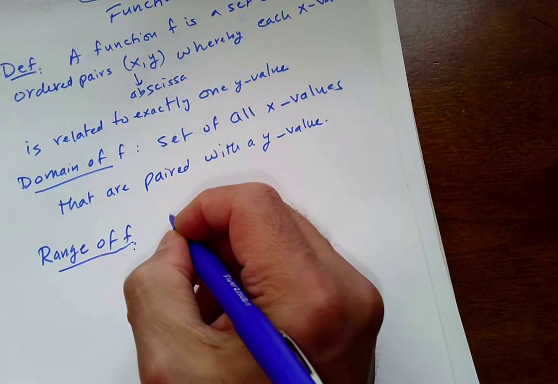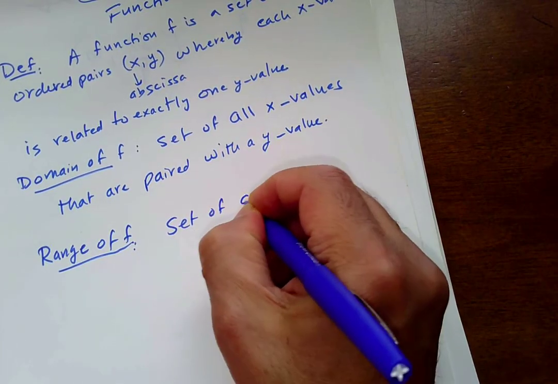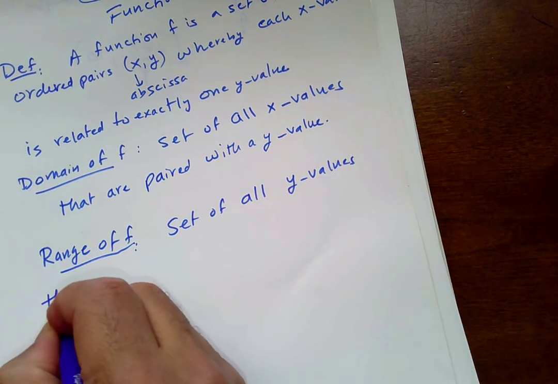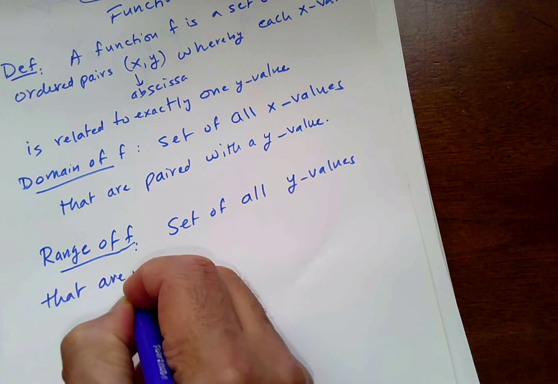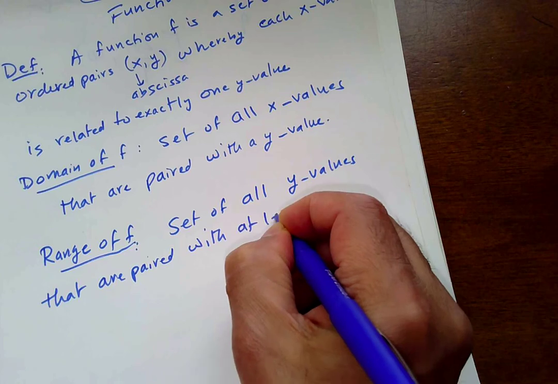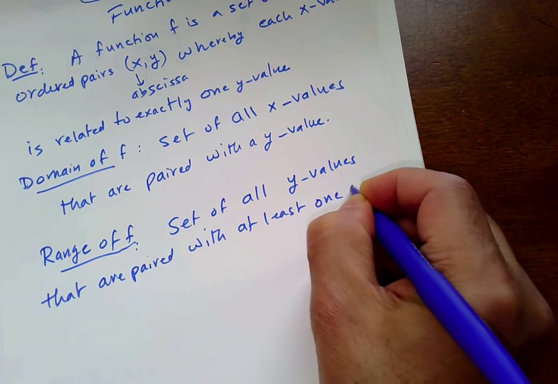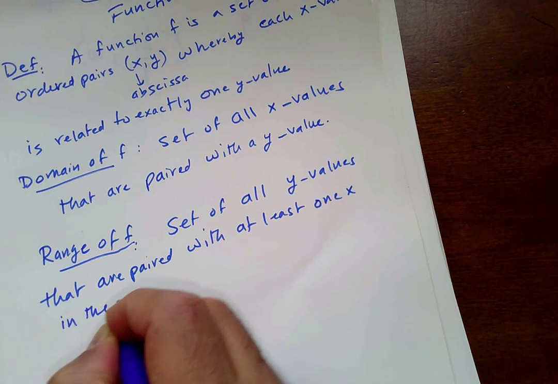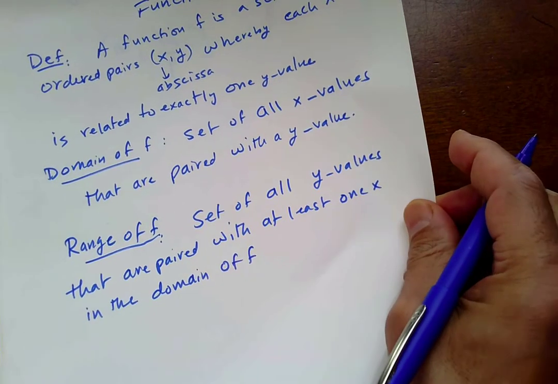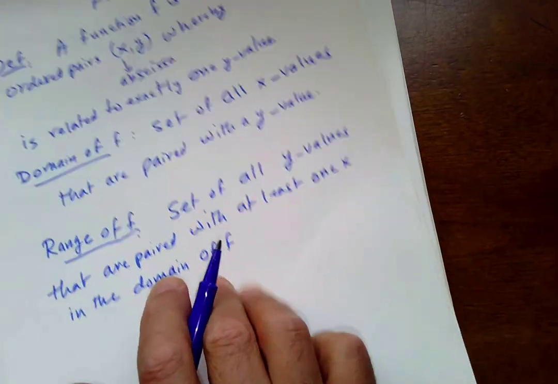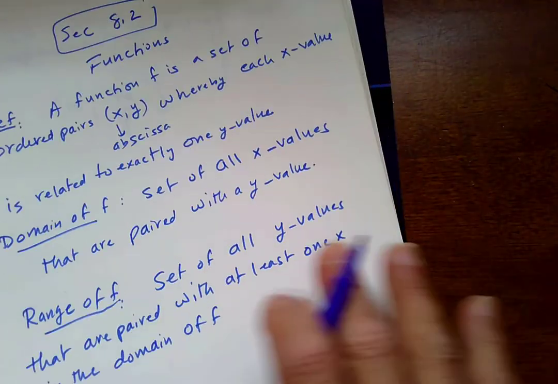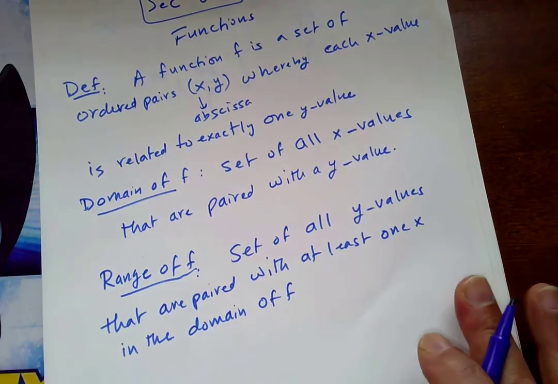The range of a function is the set of all y values, but those y values have to be paired with at least one x in the domain of that function. So domain is x and range is y. Remember, not just any x and any y. X has to be paired with a y value. Y has to be paired with at least one x value.